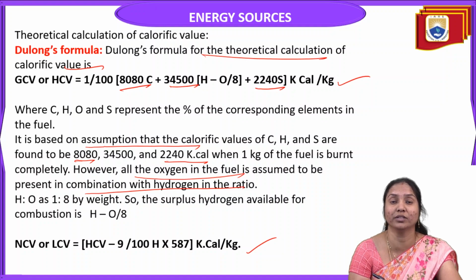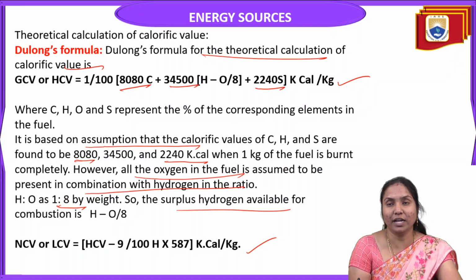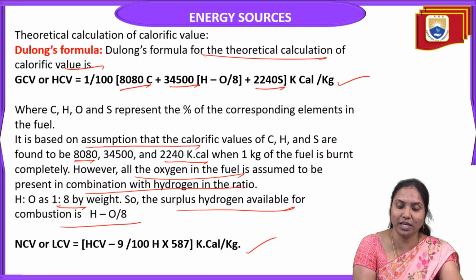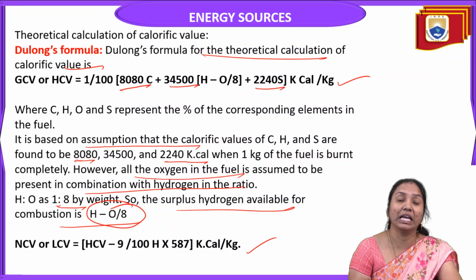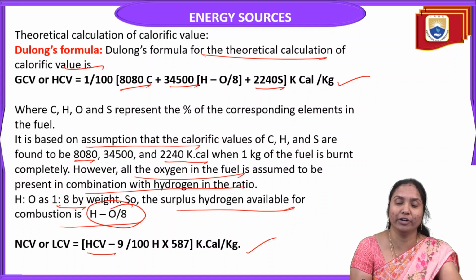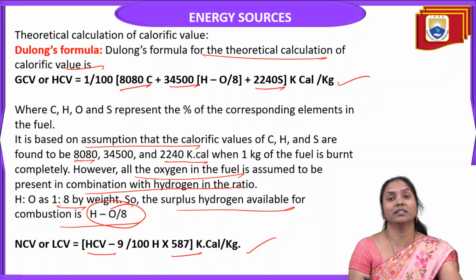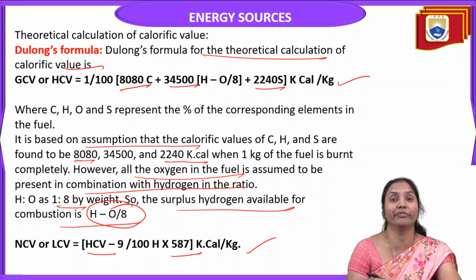What is the ratio of hydrogen and oxygen? 1:8 by weight. So the surplus hydrogen available for combustion is H minus O by 8. Here NCV or LCV equals HCV minus 9 by 100 H into 587 kilocalorie per kg. Here H is the percentage of hydrogen present in the coal or fuel, and 587 is the latent heat of vaporization of water formed.